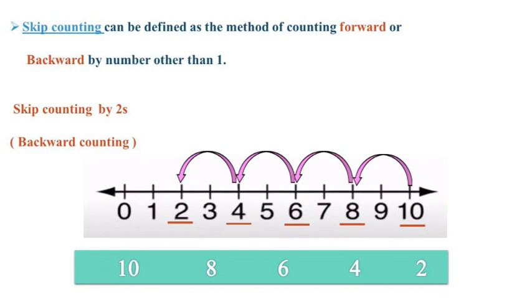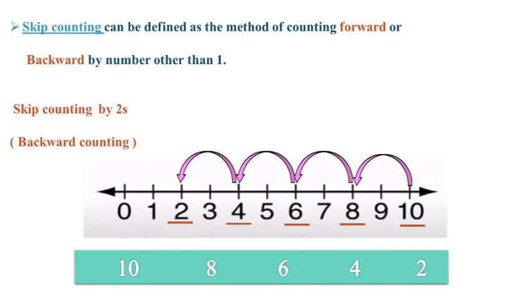Let's start at number 10. The arrow will skip the number before 10, which is 9. So it skips 9, then the arrow will land on number 8. Again it will skip the number before 8, which is 7, and land on 6. It similarly keeps jumping backward until it reaches 2. So what numbers will we get? We get the numbers 10, 8, 6, 4, 2.